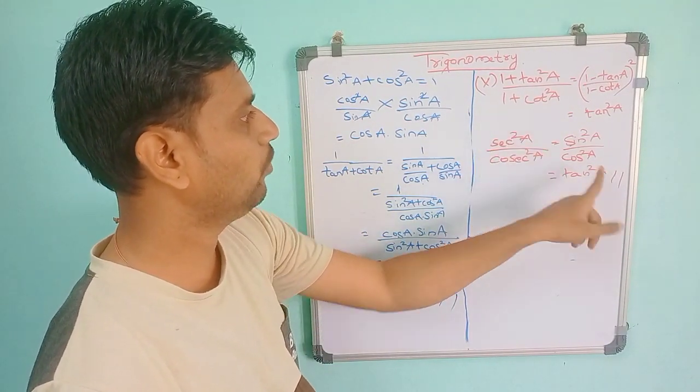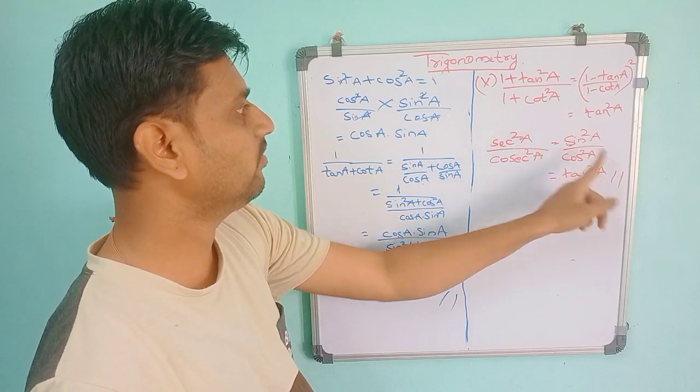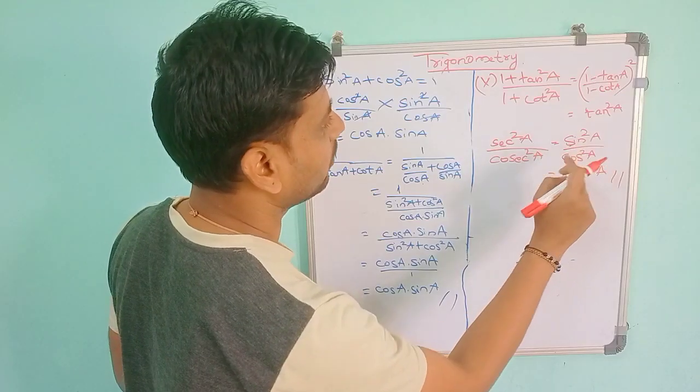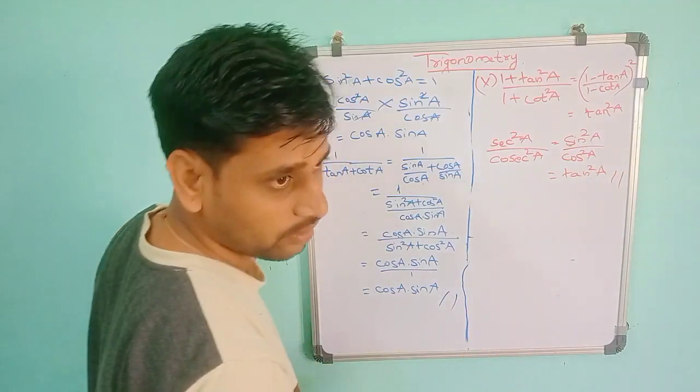For sec square A, reverse will be cos. So sec upside means downside will be cos. This downside means upside will be the reverse, sin. Sin square by cos square A is equal to tan square A.